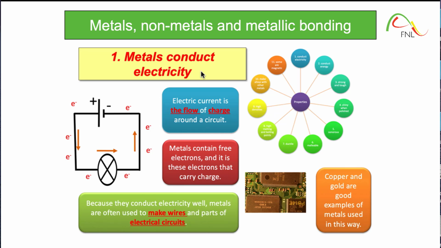Firstly, all metals conduct electricity. Electric current is a flow of charge around a circuit. Now metals contain free electrons, and it's these electrons that can carry the charge. And because they conduct electricity well, metals are often used to make wires and parts of electrical circuits. Copper and gold are good examples of metals used in this way.